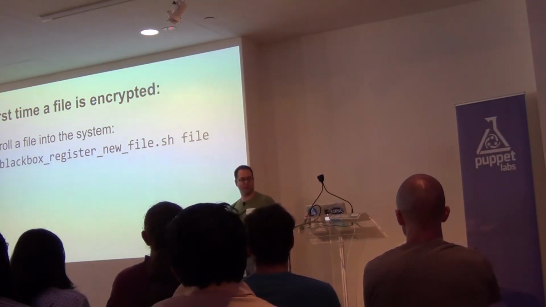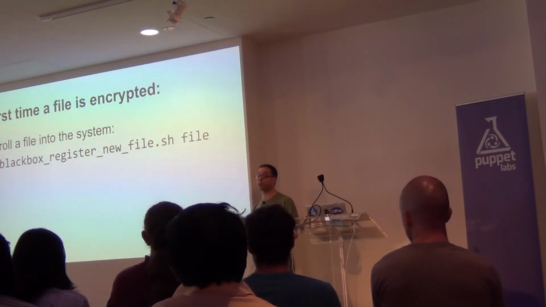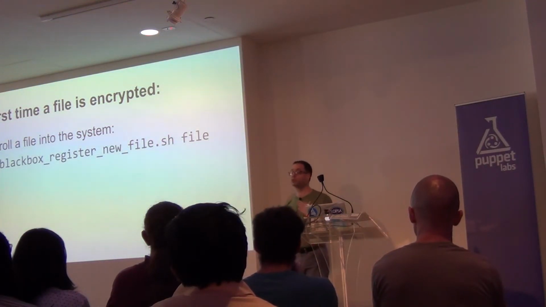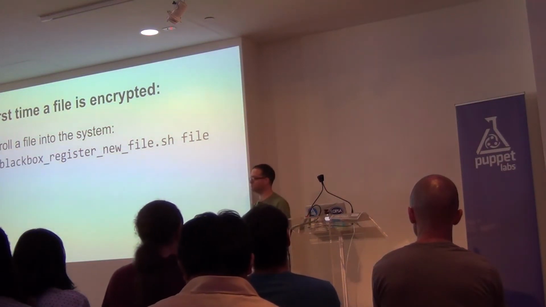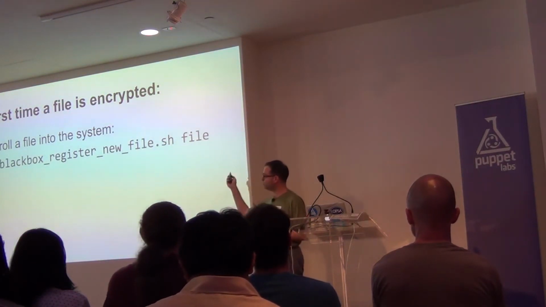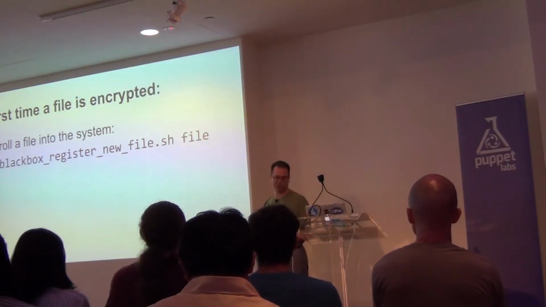There are some other scripts that are included. For example, enrolling a file into the system. The first time you want to encrypt it, there's some housekeeping that you have to do. You have to add it to the list of files that are maintained encrypted and do some other things. And so we automated that. You just run register a new file and the file name.